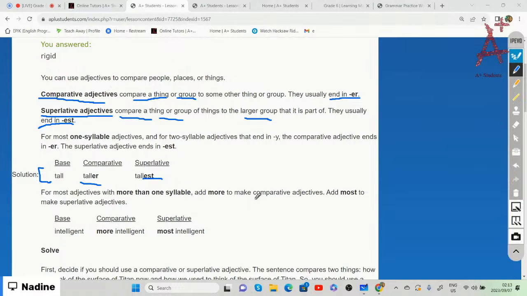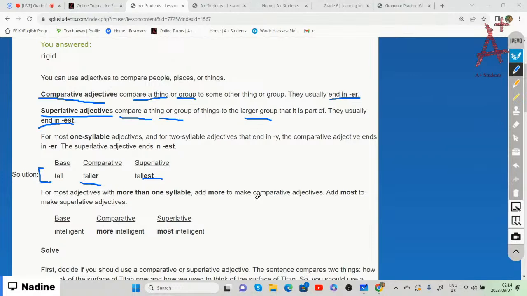Then we have adjectives with more than one syllable, right? If they have more than one syllable, we add more to make a comparative adjective, and we add most to make a superlative adjective. So we have our base adjective: intelligent. Definitely more than one syllable.